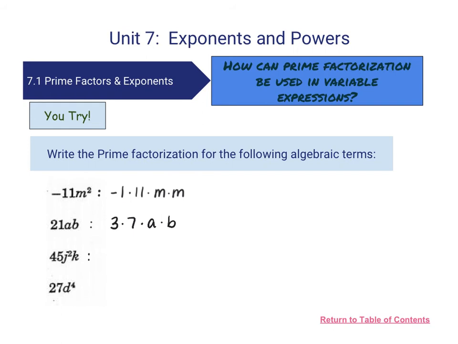All right, 45. I know that 45 is divisible by 5. I'm going to use 5 right away because I know 5 is a prime number, and pretty straightforward. But it's 5 times 9, and 9 is not a prime. I know 9 is 3 times 3. And then I have J times K. I'm going to go ahead and leave the last one for you to attempt on your own.